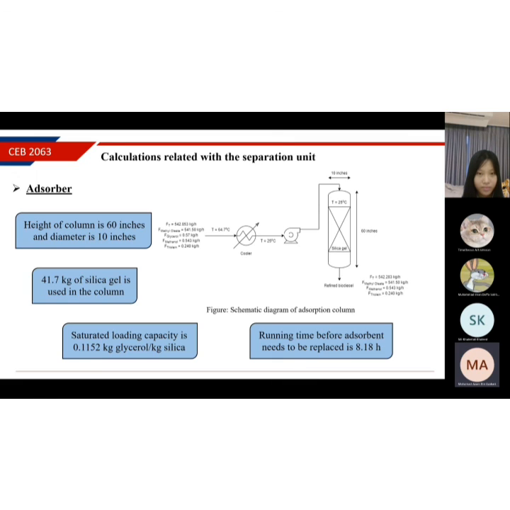The resulting refined biodiesel contains 0.1% kg of methanol per kg of biodiesel and 0.044% kg of triglyceride per kg of biodiesel, which meets the requirement set by the EN 14214 specification, thus making it a high quality biodiesel fit for commercial use. Next slide.